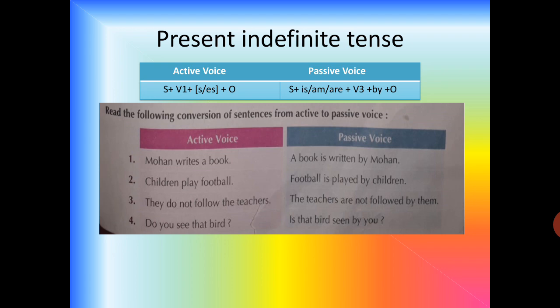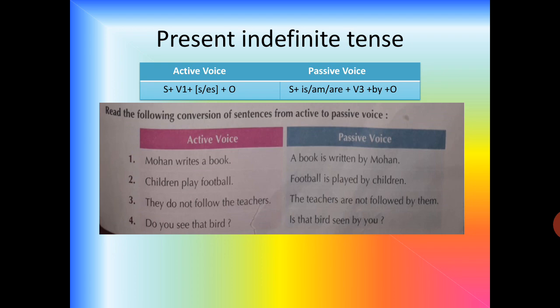Now a book is singular, so I will choose is. A book is, third form of write, written. A book is written by Mohan. Let us see the interrogative sentence also. Do you see that bird? See, here also do is there in the sentence, hence it is a present indefinite.